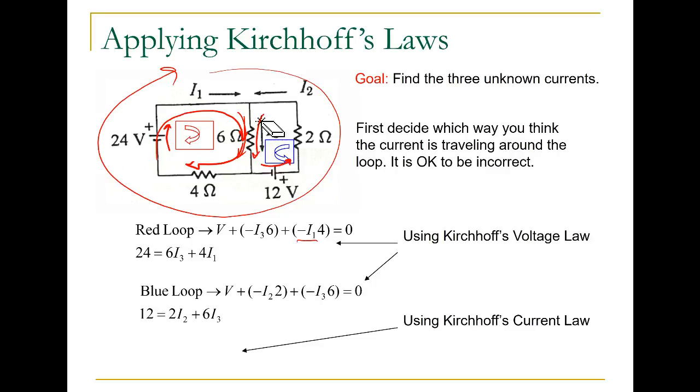Then in the blue loop, we do pretty much the same thing. Okay, so we go through the voltage, and then we go through the 2 ohm, which is I2. So minus 2I2. And then again, we have minus 6I3 is equal to 0. So we get 12 is equal to 2I2 plus 6I3. Now the problem is that we have three unknowns, I1, I2, and I3, and that's why we need the junction rule, which states that at this point right here, I1 going in plus I2 going in is equal to I3. Okay, so now at this point, we can go ahead and solve.